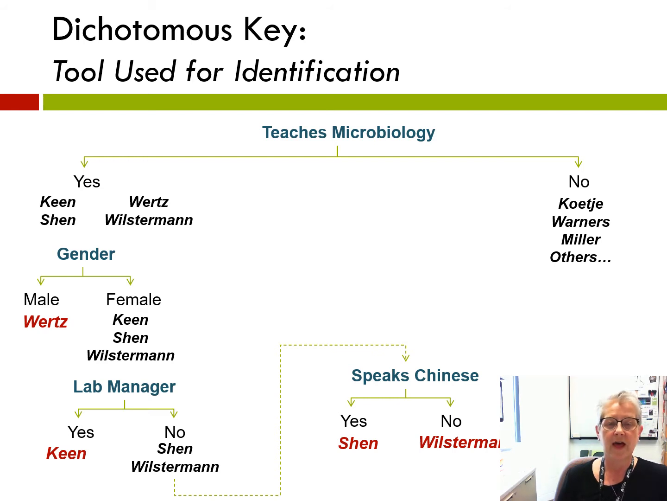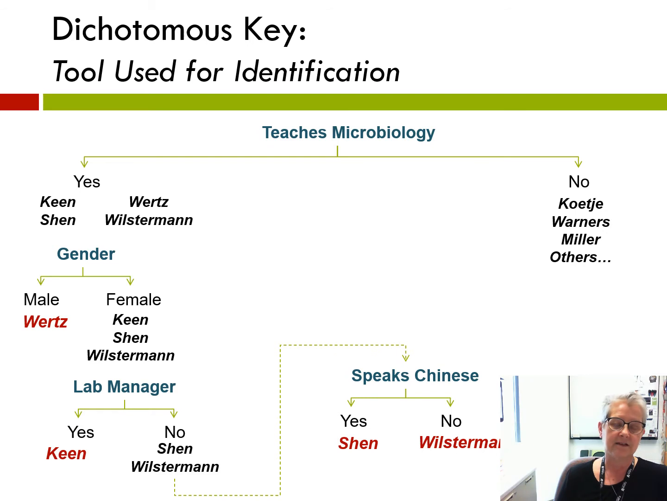So now within that group, if we want to separate them further, the next choice could be, are they male or female? So we can sort by gender. Wirtz is male, so we already have Wirtz identified within the biology department. He teaches microbiology and he's male. But that leaves us 3 women who teach microbiology. What question can we ask that will further separate these 3 individuals?